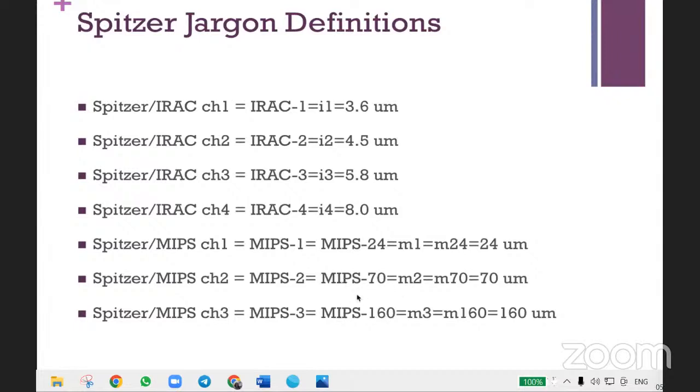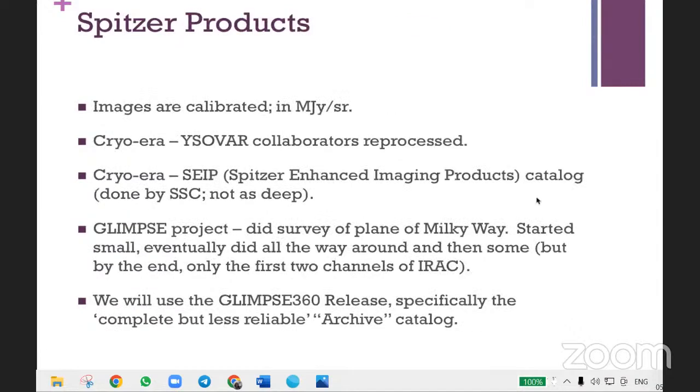So even though there's 70 and 160 micron data from Spitzer, we're not going to be using those because we can get 70 and 160 from Herschel, and that's better resolution at those bands, better sensitivity than we can get with MIPS. We are going to use the MIPS 24 images, though. Interestingly, MIPS 24 is often called M24. It's relatively rarely called M1, but IRAC tends to be I1, I2, I3, I4. You don't ever hear I8. I don't know why that is, but that's how it is.